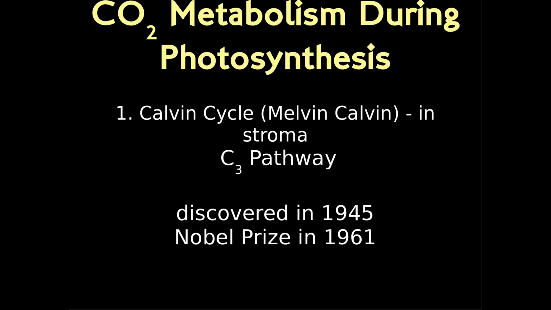The answer is that they are going to use that in the Calvin cycle, which is something happening in the stroma of the chloroplast. It is also known as the C3 pathway. This was discovered in 1945. It earned Melvin Calvin the Nobel Prize in 1961.